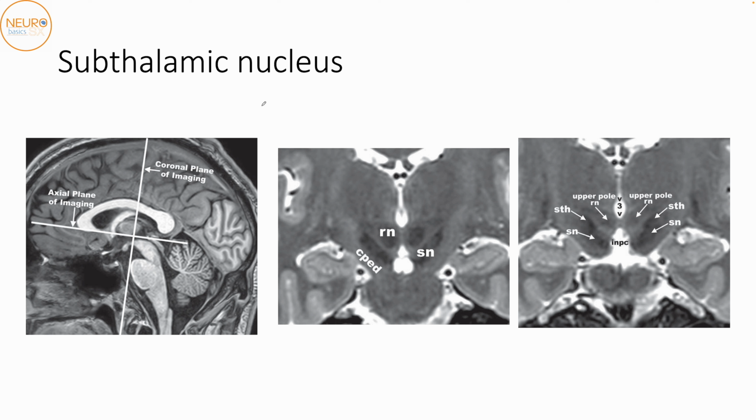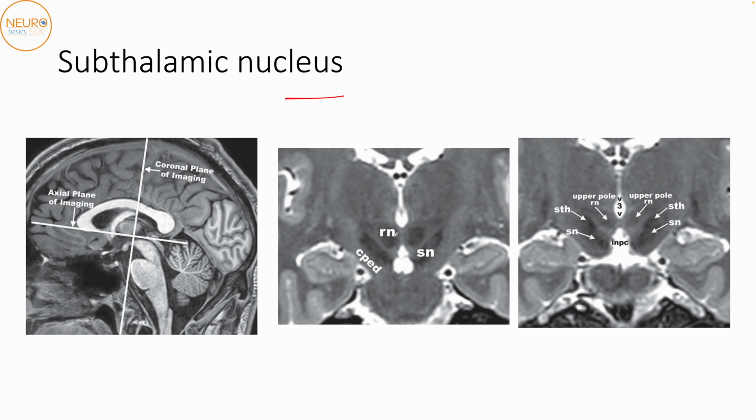Another important structure on imaging we will have to at some point recognize is the subthalamic nucleus, important for DBS. Right? To pick out the subthalamic nucleus, the plane of imaging we use is the intercommissural plane. This is between the anterior and the posterior commissure here. And at 90 degrees to that, you take the coronal plane of imaging.